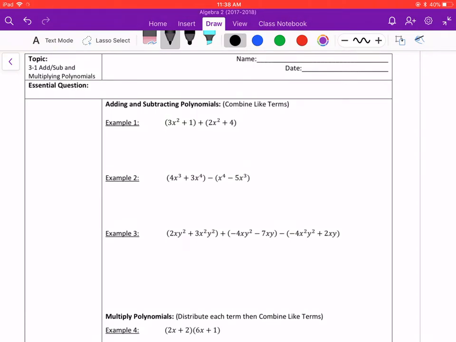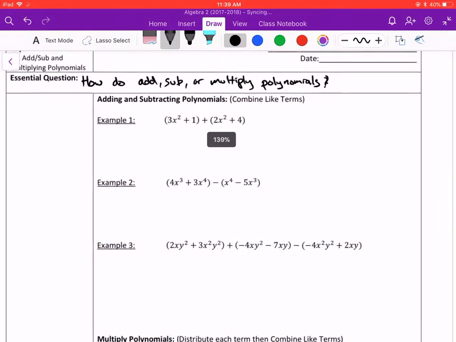Alright, so our essential question, simply: how do I add, subtract, or multiply polynomials? Polynomials are just equations that have more than one term. So you'll see different terms, like an x squared, maybe just a number. There are multiple terms, so it's a polynomial. This is an example of a polynomial.